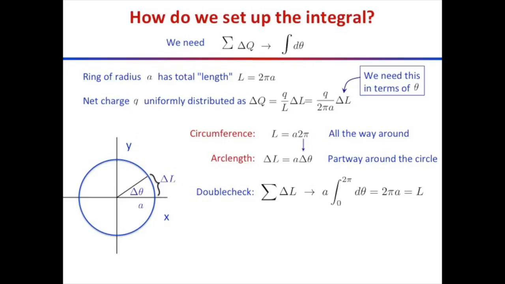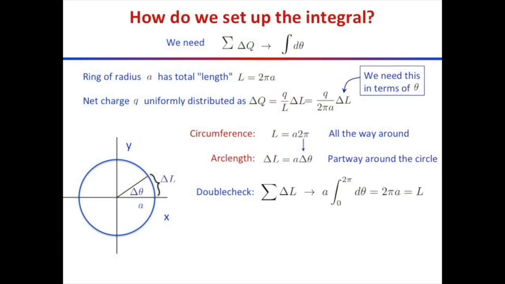The net charge Q on the ring, we're going to uniformly distribute, such that I have little delta Q's. This little delta L has a delta Q on it. And that's going to be uniformly distributed as total charge over total length times delta L. This is exactly what we had on the previous slide, where we had the line charge. We had delta Q equals total Q over total L times delta L. Our L is 2 pi A. And now we need to figure out how to convert our delta L, our delta length, into this angle integral.